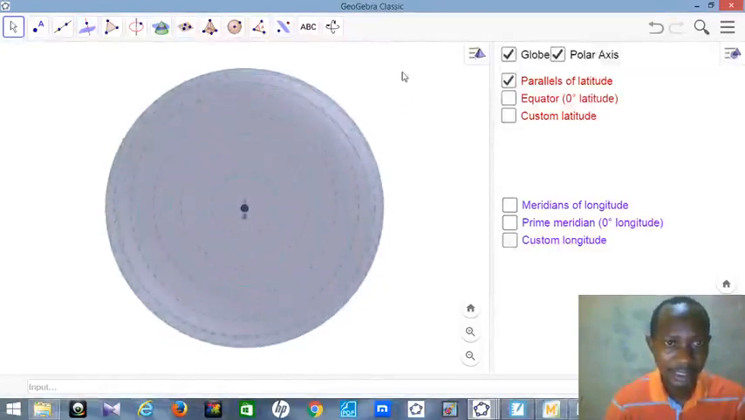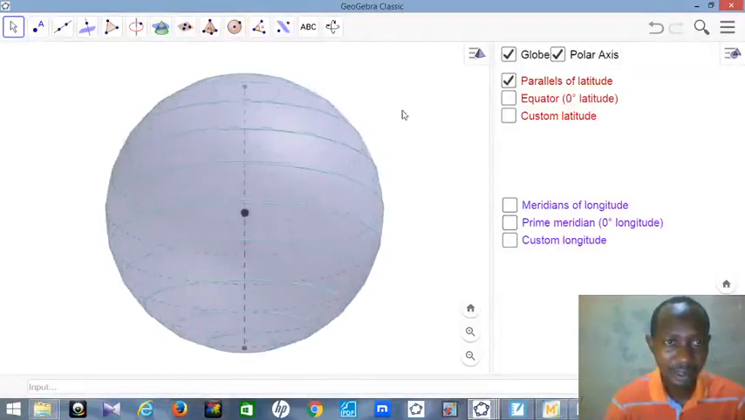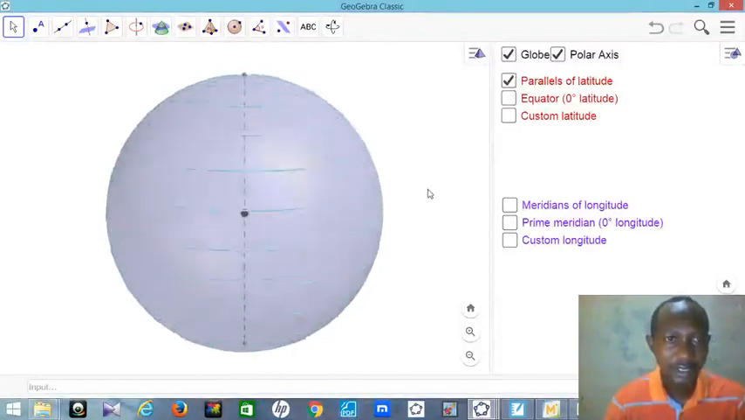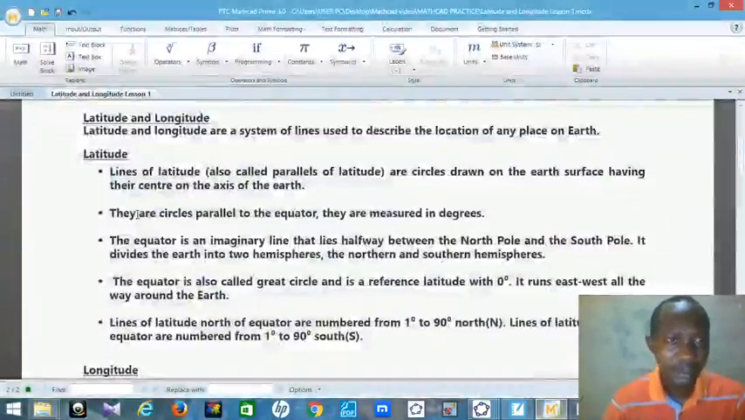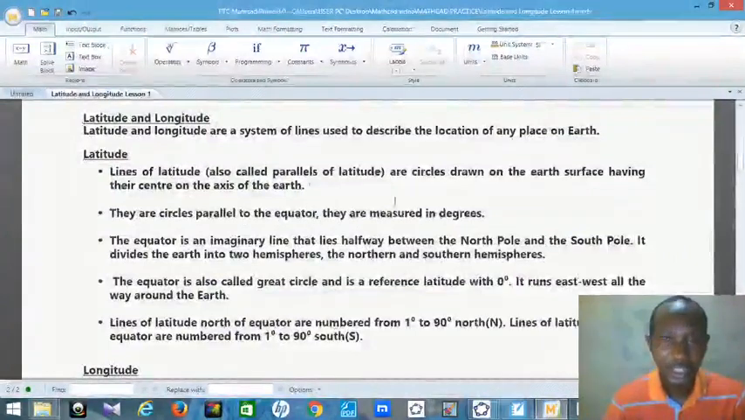You can see it start reducing downward till it goes down to the South Pole. So these lines are called lines of latitude. So you take note of this. Let's go back to our write-up. Then we say there are circles parallel to the equator and they are measured in degrees.